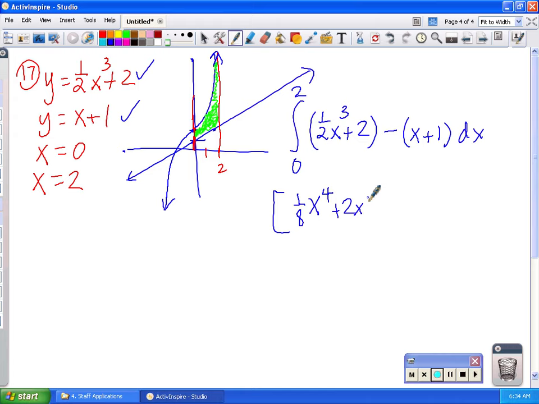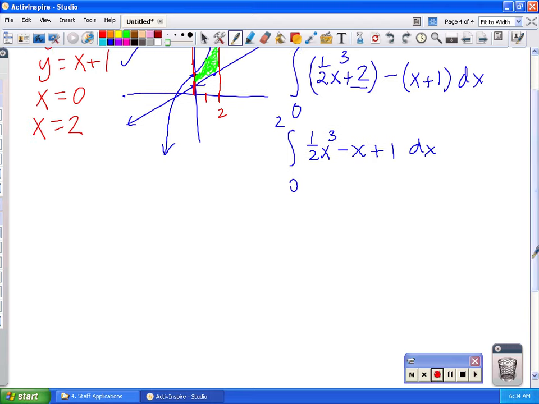You know what I should have done is combine like terms first. Let's back up and do that. It's early, so I'm not focused. 0 to 2, 1/2 x cubed minus x, and then I have a plus 2 and a minus 1, so I have a plus 1 dx. All right, now let's find the antiderivative. So that would give me, again, 1/8 x to the 4th minus x squared over 2 plus x.